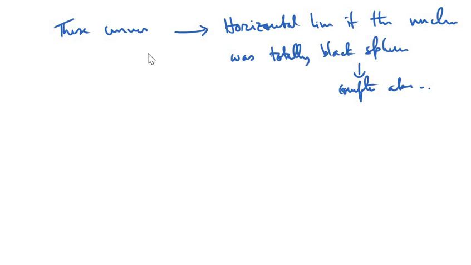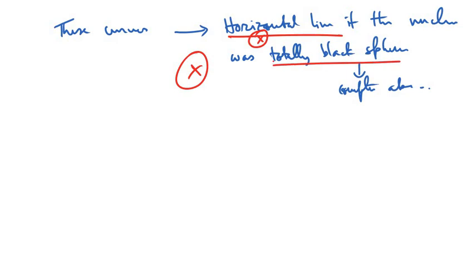Now these curves will be a horizontal line if the nucleus was a completely black sphere. That means if the nucleus would have complete absorption. Now this is not observed. So this means that the nucleus is not a totally black sphere.